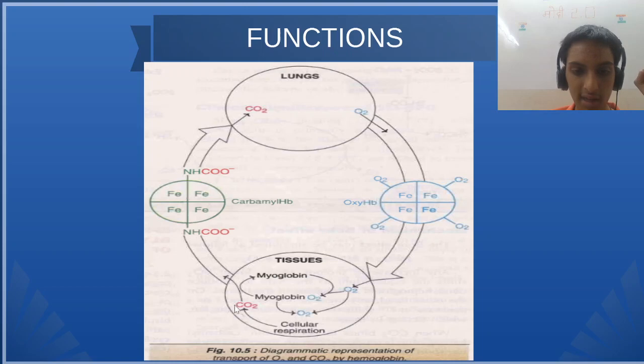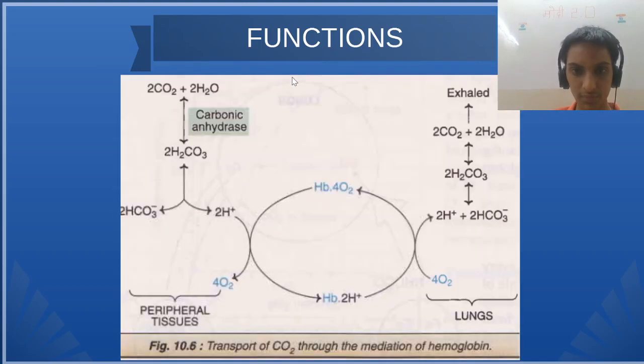CO2 from the cellular respiration combines with the hemoglobin to form carbamino hemoglobin. From that the free CO2 enters the lungs, and then from there it will be released out. Now how it's connected with hemoglobin, let us see. First in the tissues, then the RBC, then in the lungs.